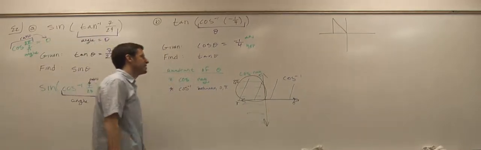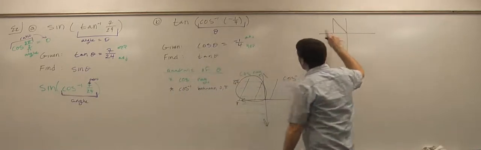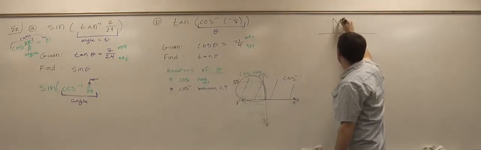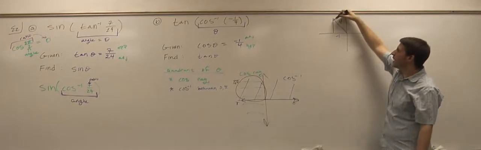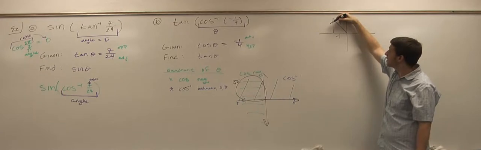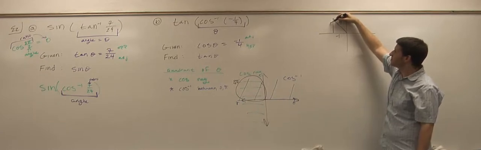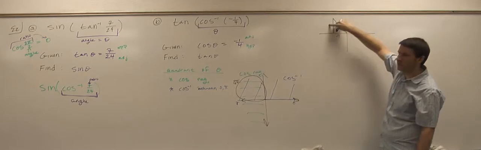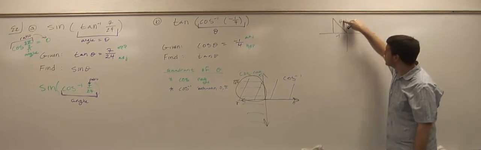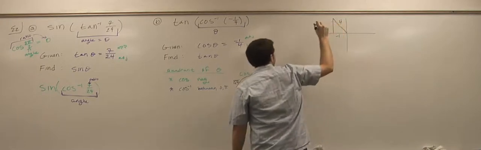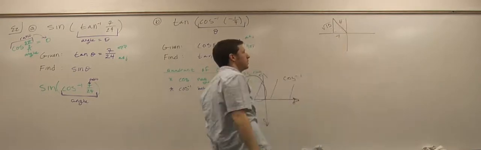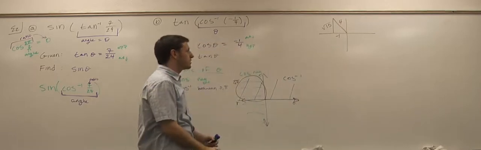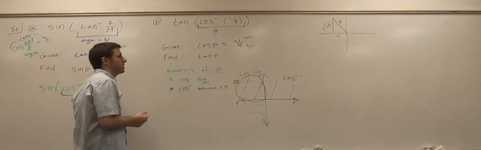Label my side lengths. Hypotenuse is 4, adjacent is -1. Since this side is going up, it's going to be positive. And how do I find it? Pythagorean theorem. -1 squared plus this side squared equals 4 squared. So what do you get? Root 15, because this is 16, you have to subtract 1. Positive because you're going up, it's a positive y direction.